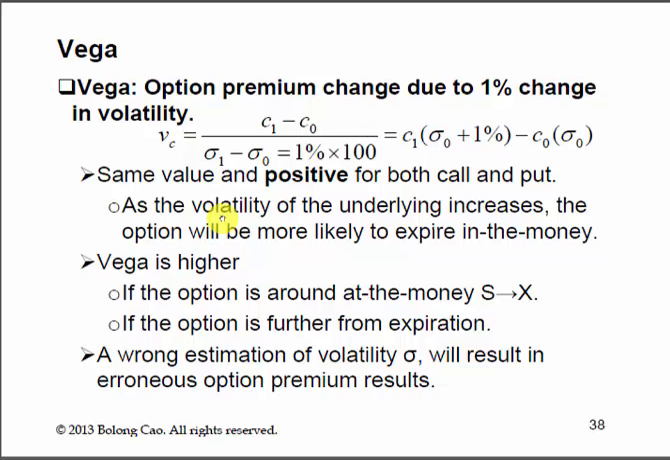Right? Options, if you think about them, can be viewed as insurance. The put option obviously insures the long position, but the call option sort of gives you a chance to buy this asset at a low price. The Vega value is higher, in other words the volatility is more valuable to the option, if the option is around at the money. So if the underlying price is around the strike price, then Vega is higher.